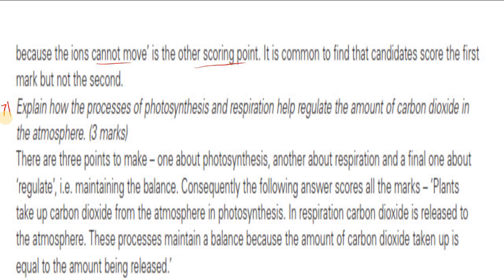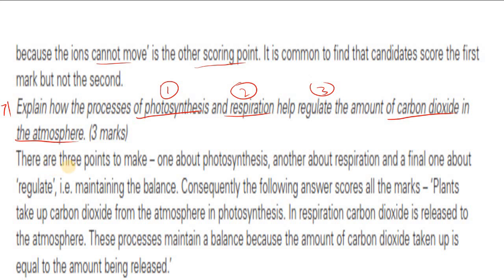7th idea is to explain how the process of photosynthesis and respiration help to regulate the amount of carbon dioxide in the atmosphere. These are the 3 points. Number 1 point will be related to photosynthesis, number 2nd will be respiration, and number 3rd will be how they regulate the amount of CO2 in the atmosphere, right? So these are the 3 points, and that is the reason that there are 3 marks.